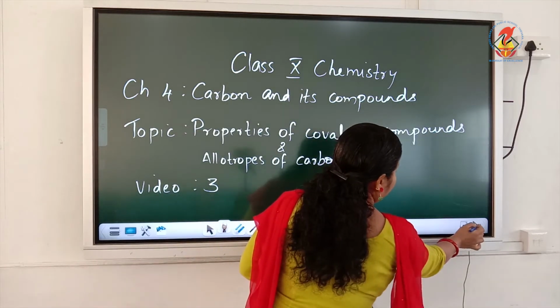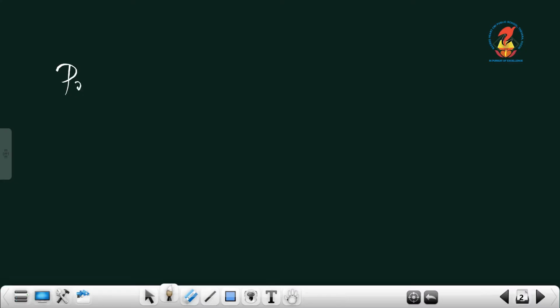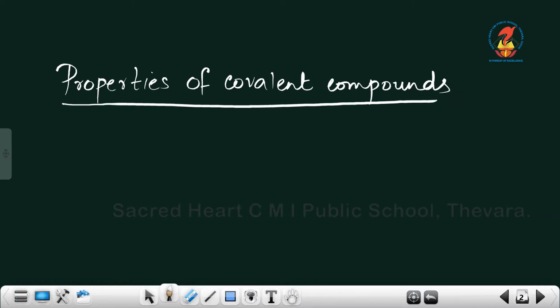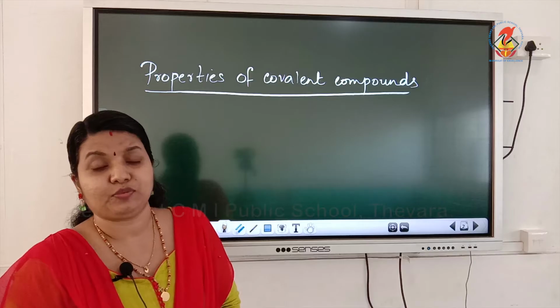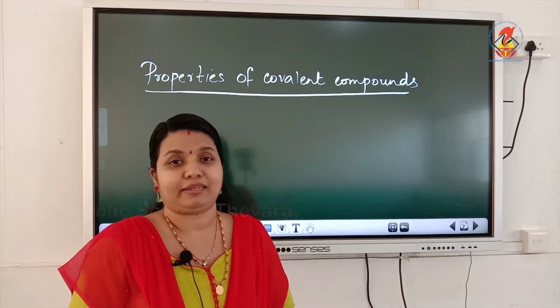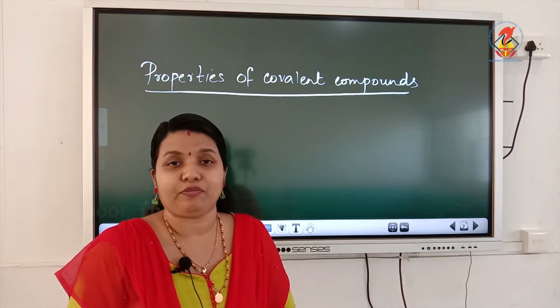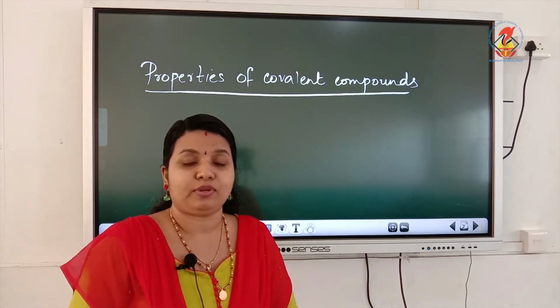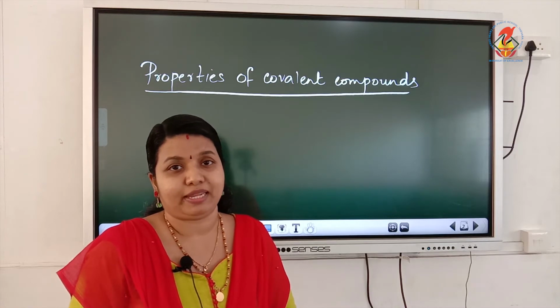Now in today's class, we will learn about properties of covalent compounds. Properties of covalent compounds. What are covalent compounds? The compounds in which the combining atoms are joined together by means of covalent bonds. What are covalent bonds? The bonds which are formed by mutual sharing of electron pairs between the combining atoms.